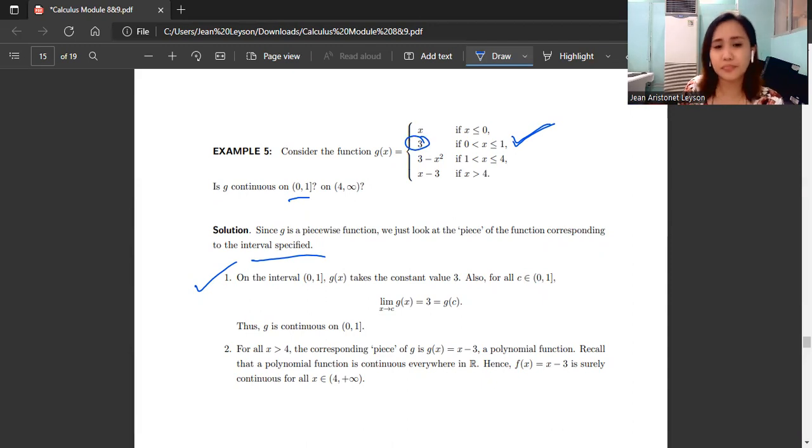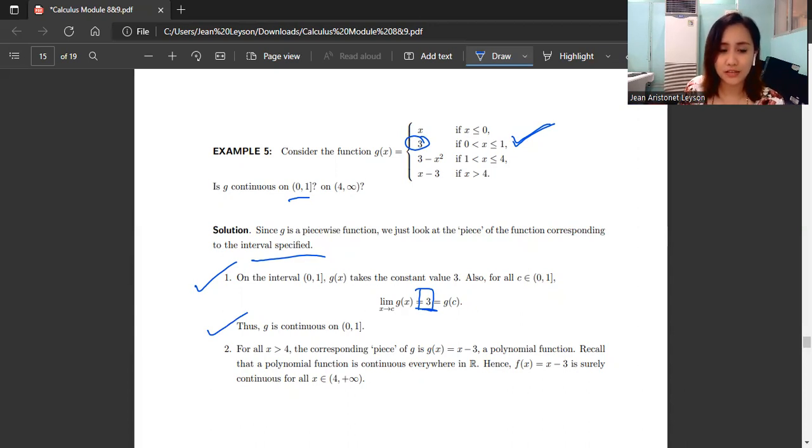Okay, and also for all c, which is an element of 0 to 1, the limit of the function as x approaches c is 3, because the limit of a constant is a constant. So it satisfies our condition. So thus g is continuous on the closed interval 0 to 1.